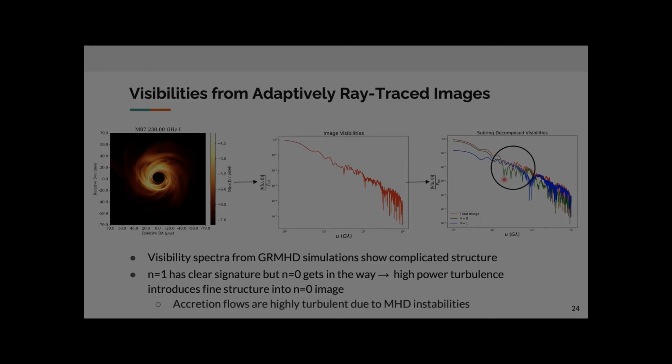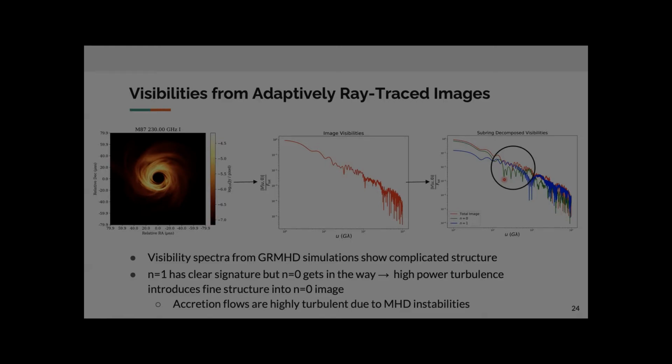Now, the turbulence specifically occurs in the accretion flows due to magnetohydrodynamical instabilities. And the turbulence itself is very dynamically important. Because it transports angular momentum outwards, the turbulence is what allows accretion to occur in the first place.